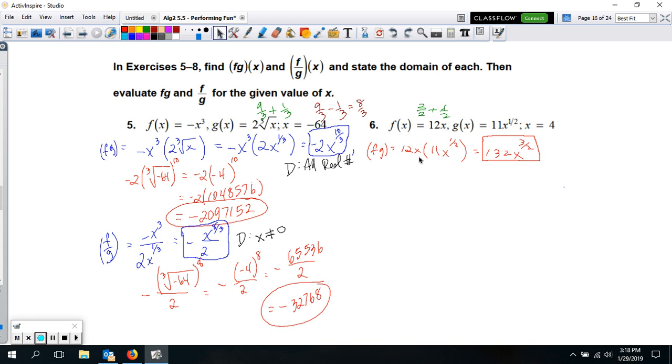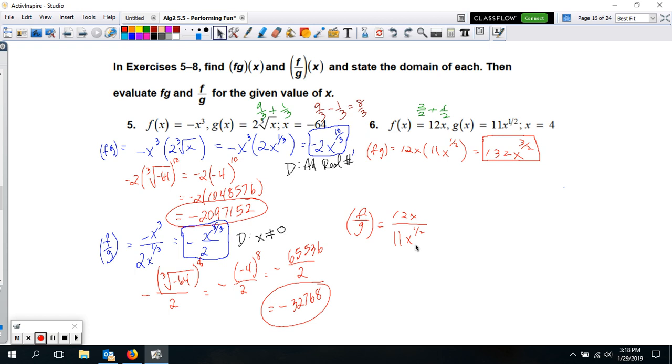I know these might seem a little more difficult, but they really aren't that hard. Just multiply the big numbers up in front, and then on the exponents, you're going to add exponents when you're multiplying. And then for f divided by g, same idea there. So 12x is on the top, and the 11x to the half is there.